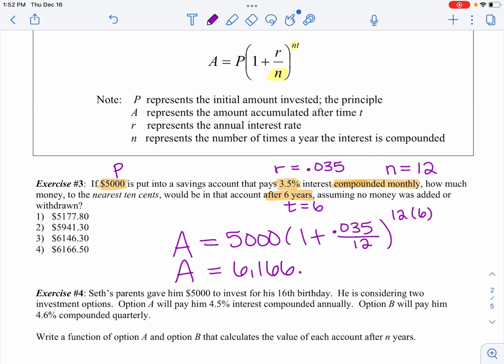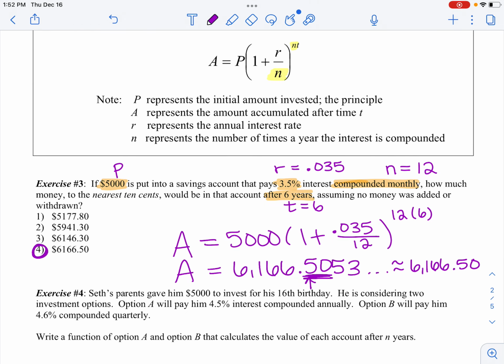Right, so it was 50. I'll just write the number before because we didn't really get to write there. And we're rounding to the nearest 10 cents, which means this is the place we're trying to round to, so the 0 would not round that up. So it's 6,166.5.